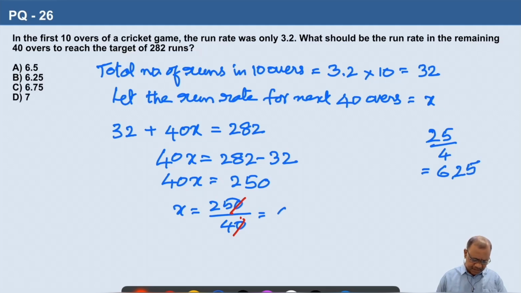6.25 is the run rate for the next 40 overs. So, in the remaining 40 overs, the run rate must be 6.25. Then the total number of runs will be 282. So, the correct answer is option B.